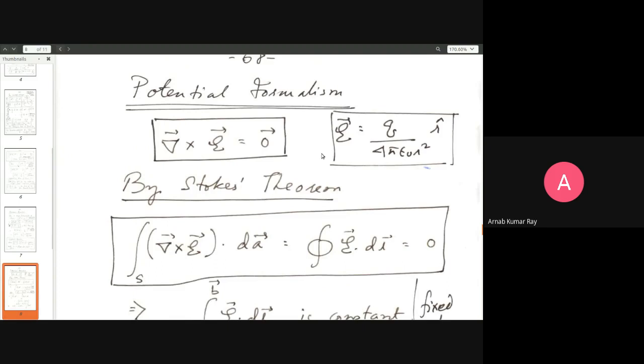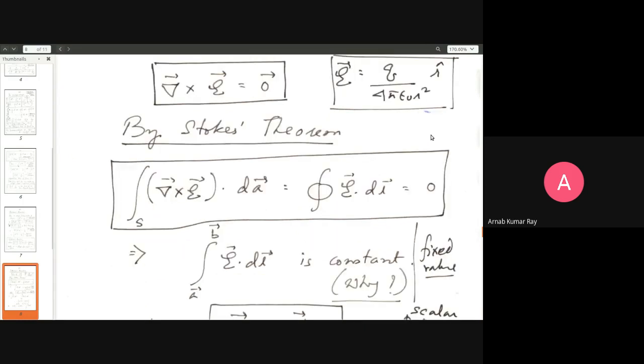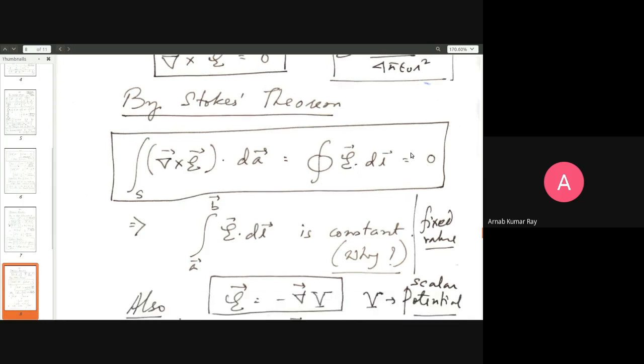Curl of E is equal to 0. Why is it equal to 0? Because E is a central function, Q by 4 pi epsilon naught r squared r cap. Now let us apply Stokes' theorem. Curl of E dot dA, surface integral, is the closed loop perimeter integral of E. But curl of E is 0. If curl of E is 0, then E dot dl will also be equal to 0. If E dot dl is equal to 0, why is it 0? The closed loop integral will be 0.